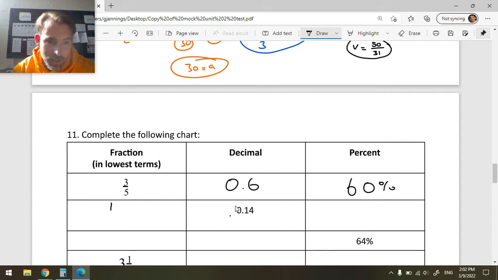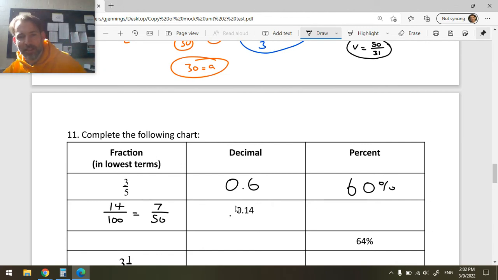Now, 0.14. This is 14 100ths is equal to, well, I see that they both share a factor of 2. 7 over 50. I divided the 2 out. So now it's 7/50ths. As a percent, it's 14% because I moved the decimal.